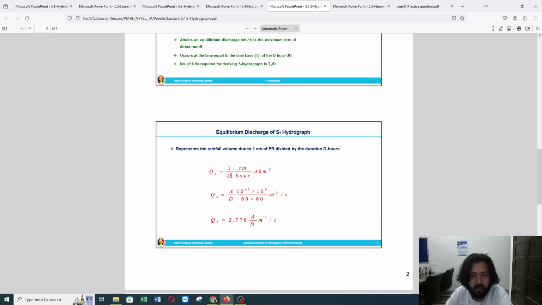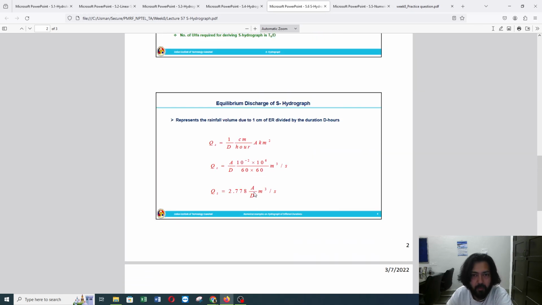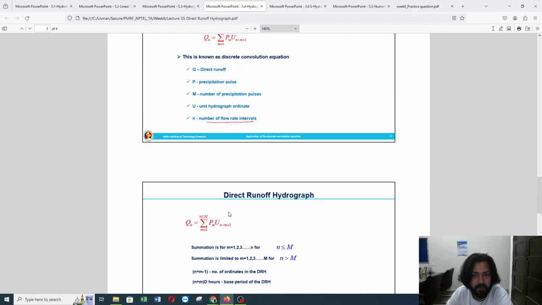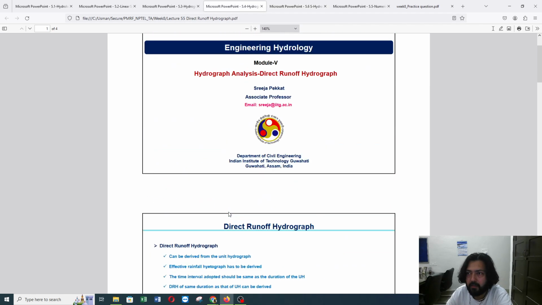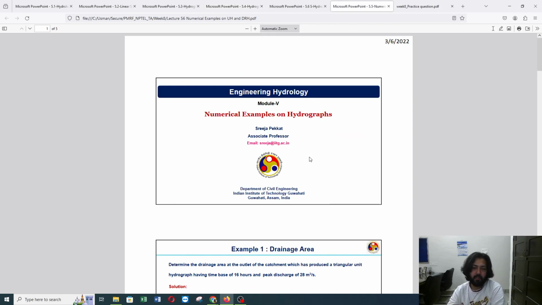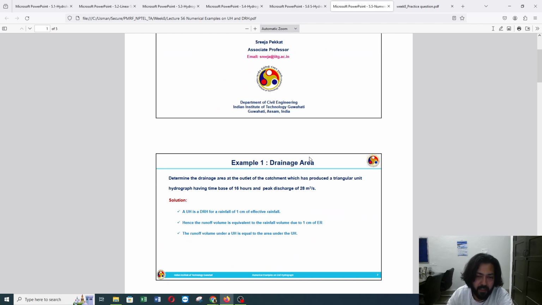If the intensity is in centimeter per hour and the area is in kilometer square, right? So this is all about equilibrium discharge of the S hydrograph. I think so far we have covered all the theory that has been there in this week's sessions. Now let us go and solve a few examples based on the theory that we have studied.